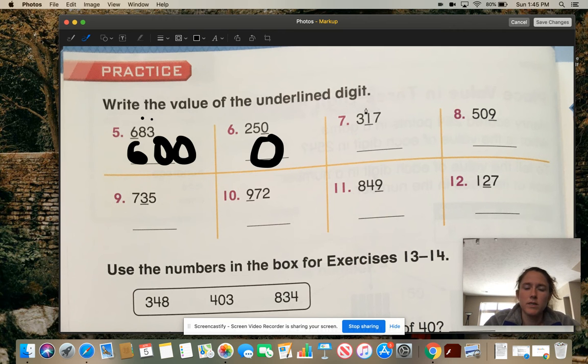317. So the 1 is in the tens place. So if there's a 1 in the tens place and there's a number behind it, the 1 is worth 10. 509. The 9 is in the ones place. The 9 is worth just 9.